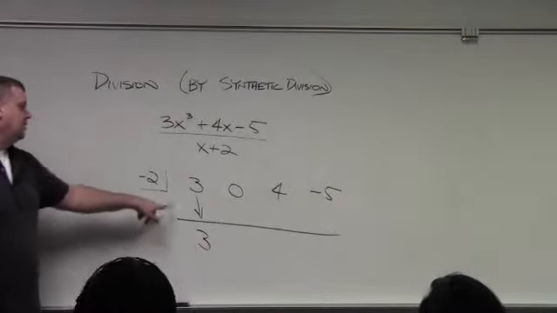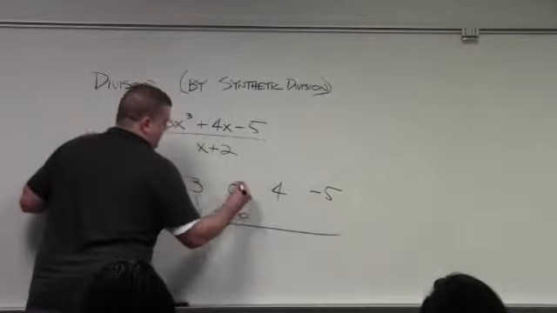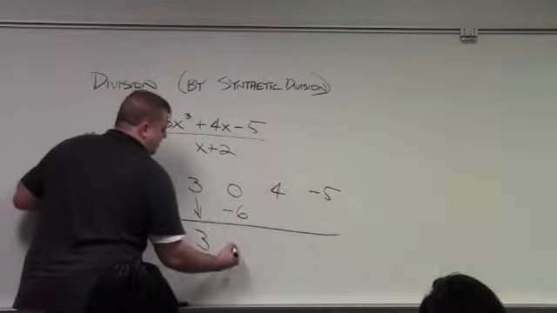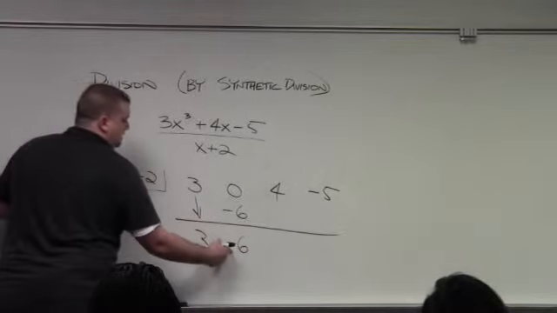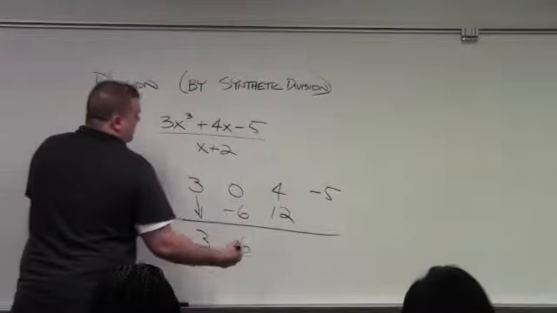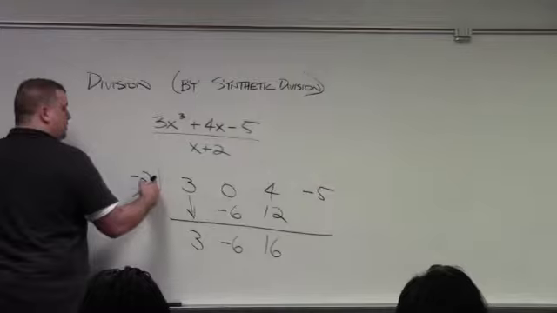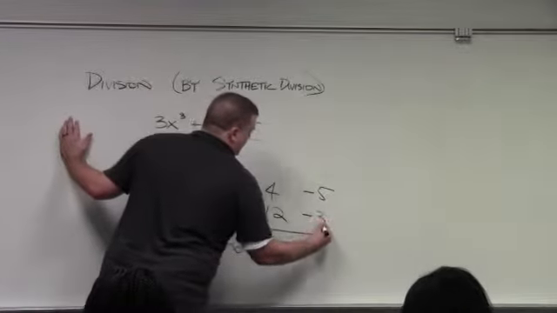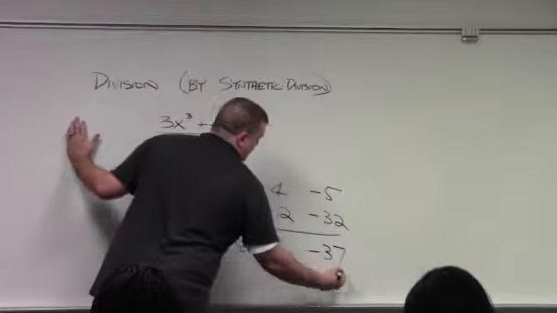Then I go 3 times negative 2, negative 6. 0 and negative 6 add together to give me negative 6. Multiply negative 2 times negative 6, 12. 4 plus 12 is 16. 16 times negative 2, negative 32. Add those together: negative 37.